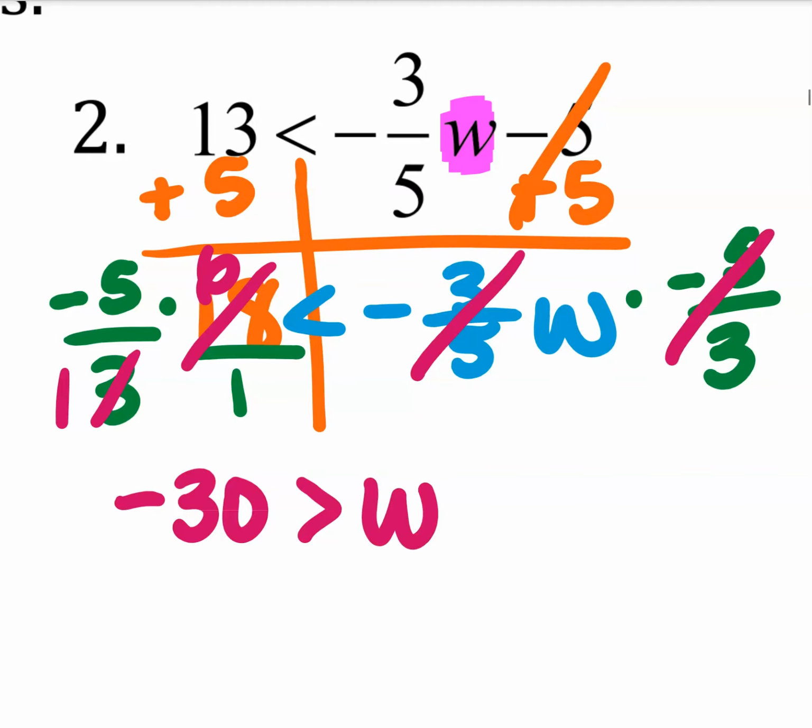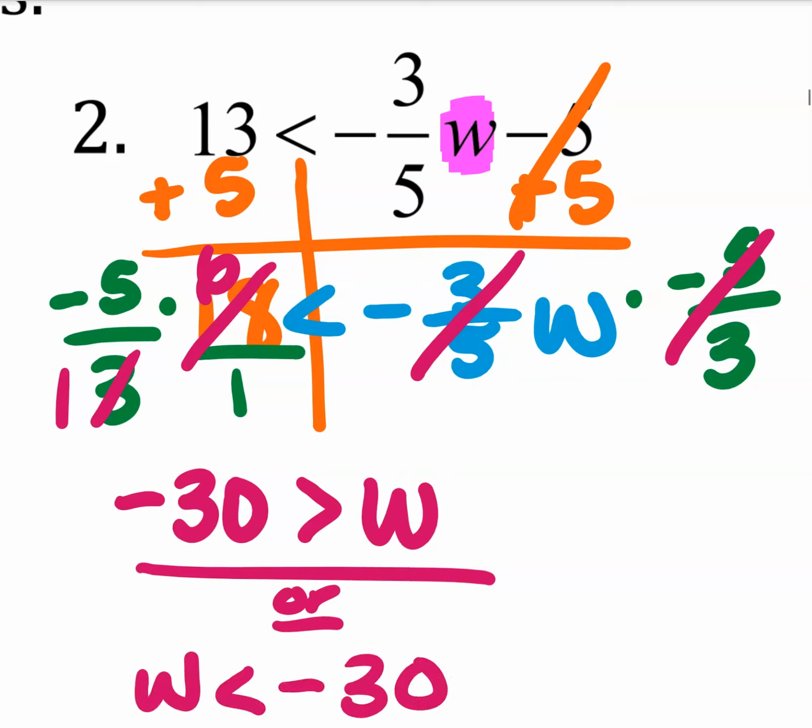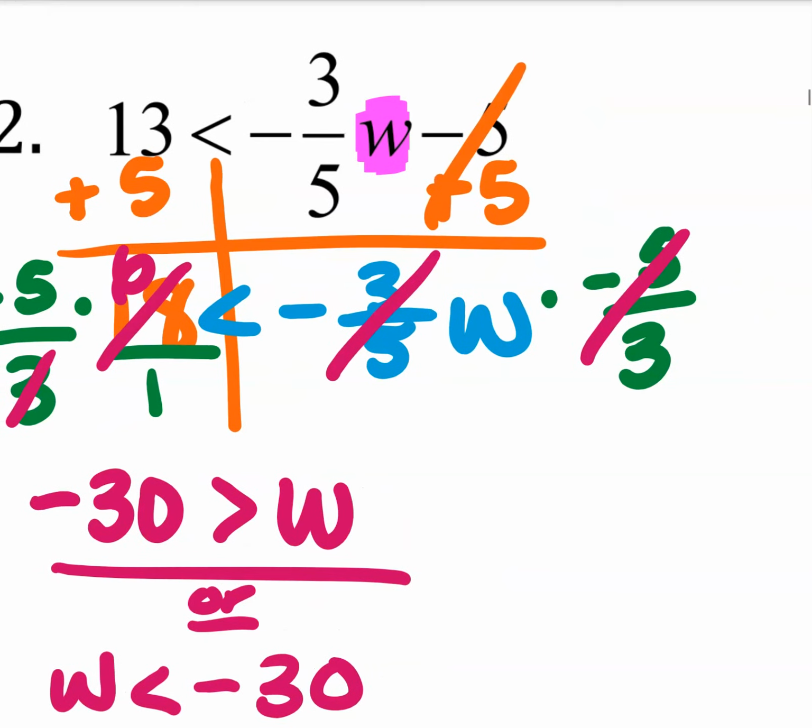If you like to write your answer with the variable first, this is going to be your answer, or you can also write it as w is less than -30. It's the same thing because that inequality sign is still facing the -30. I just switched the order. Now I'll show the 2-step on the fraction on a different problem, but if you did it in 2 steps, you would still get the same answer.